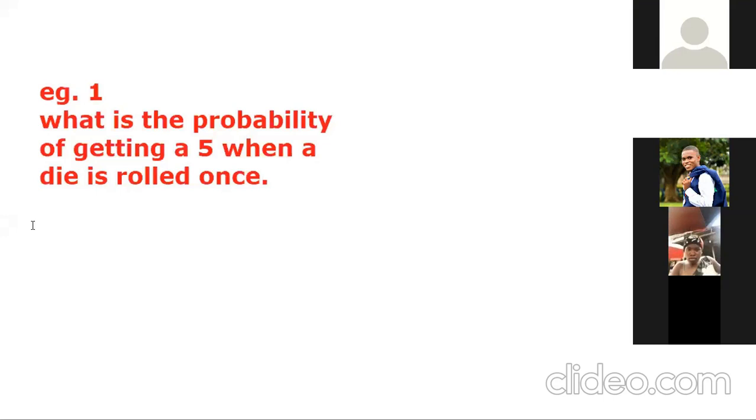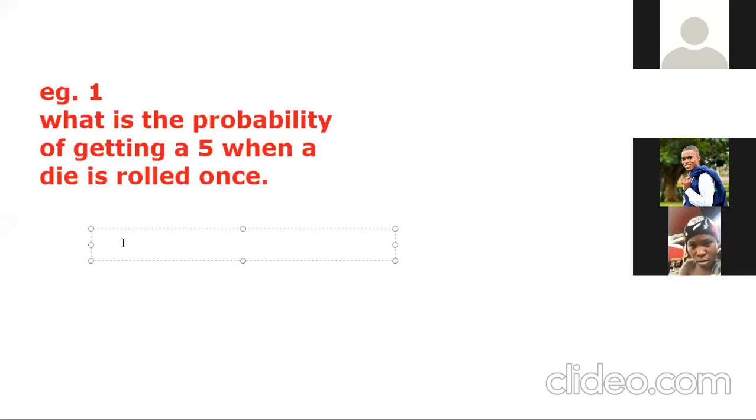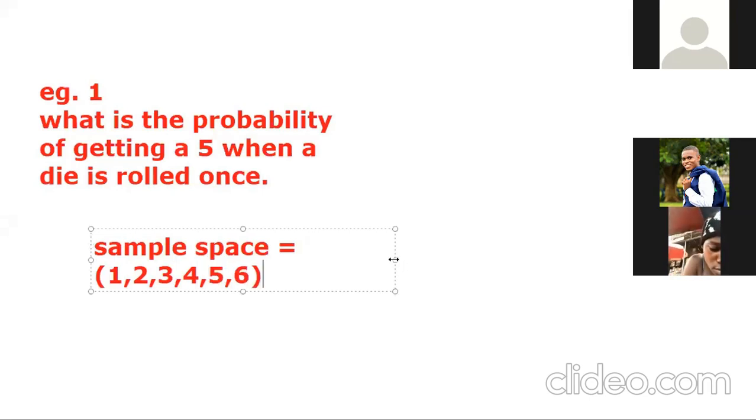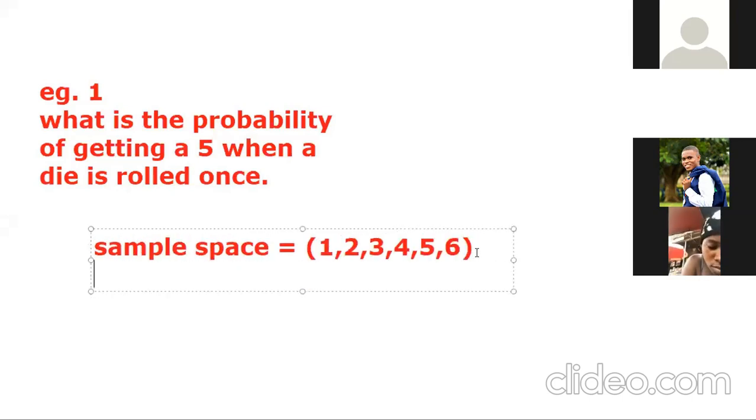Okay, so let's answer this question. What's the probability of getting a 5 when a die is rolled once? The first thing that you have to do in this question is to find your sample space. Your sample space will be 1, 2, 3, 4, 5, and 6, because when you roll a die once, these are the possible outcomes you'll be getting. And we are being asked to find the probability of getting a 5. How many outcomes are in this sample space? As you can see, there are 6 outcomes. So the sample space is equal to 6.